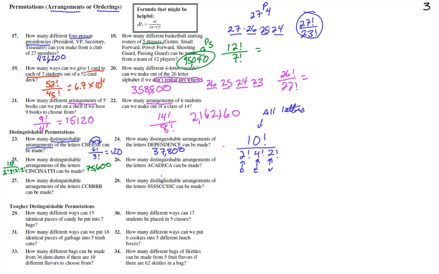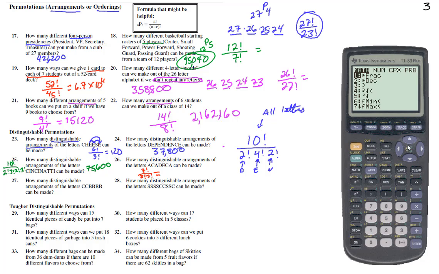All righty, number 26. Let's do the letters in Academic. 1, 2, 3, 4, 5, 6, 7 factorial, and then divide off 3 A's, so 3 factorial for the A's, 2 for the C's, and I think that's all. Only one D and only one E. Okay, so 7 factorial over 3 factorial times 2 factorial.